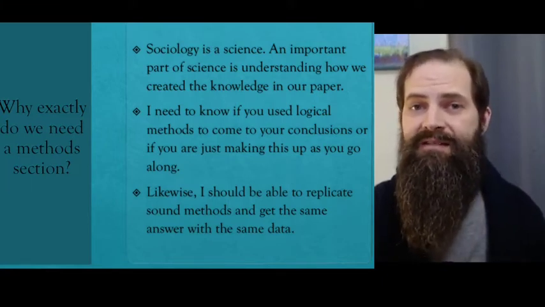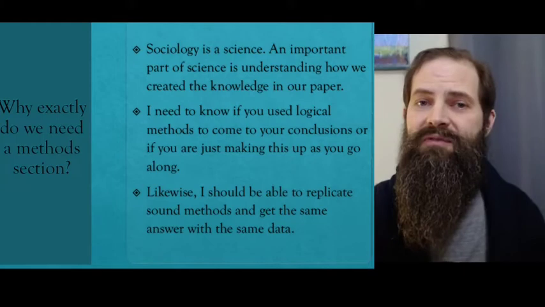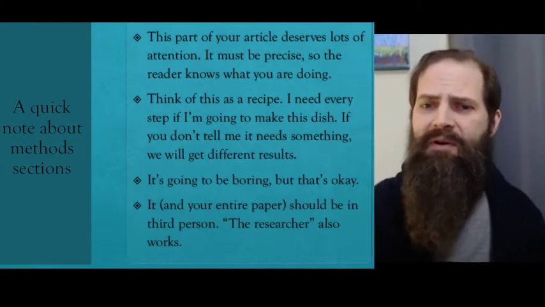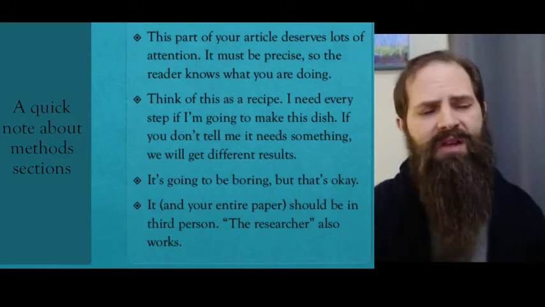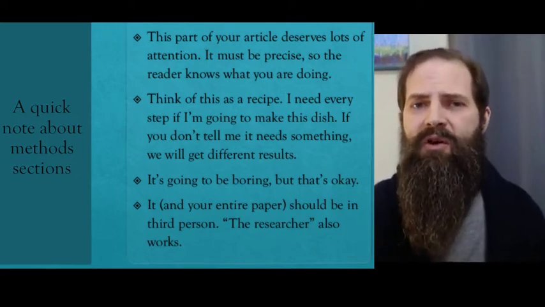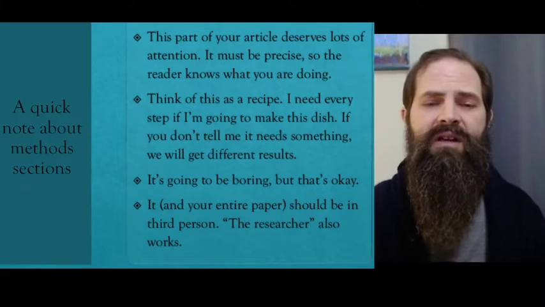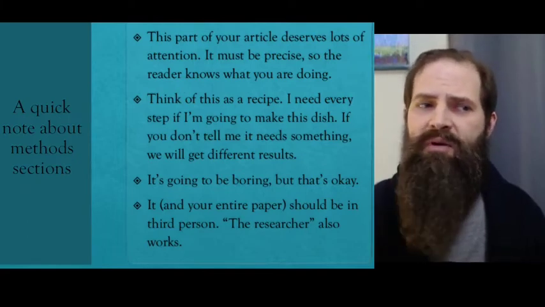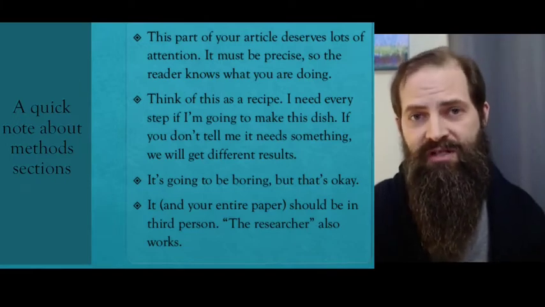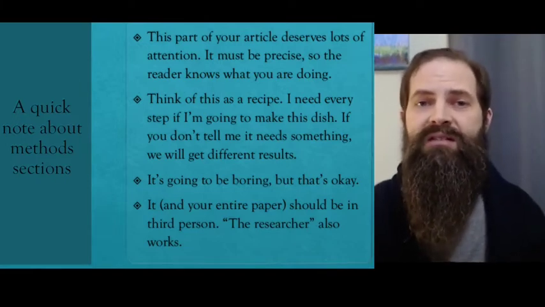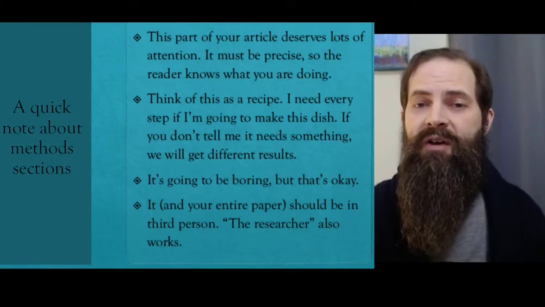That's why this section is so important. Sociology is a science, and we have to make sure we follow the rules of science. So in the process of doing that, we have to write great method sections. And I want to give you a little bit of pre-thought before we go into what we find in a method section. First off, this is the part of your paper, perhaps more than any part, that deserves a lot of attention. You need to make sure that you're precise, specific, and you tell the reader everything.